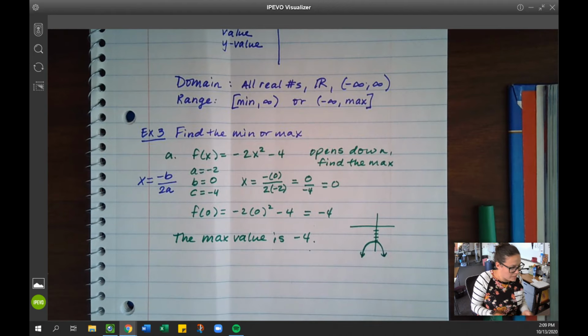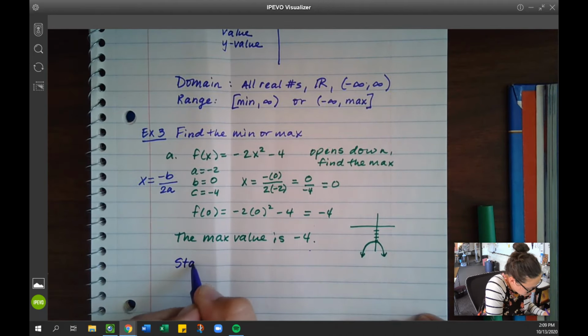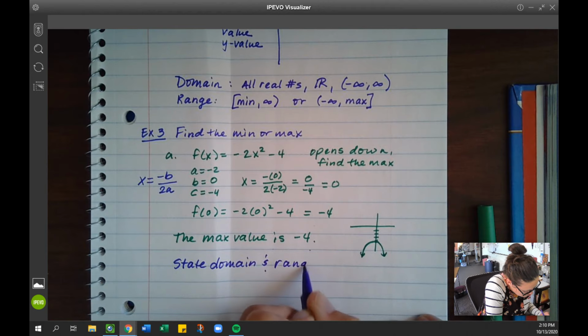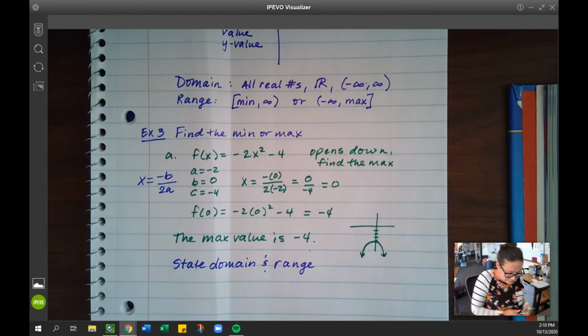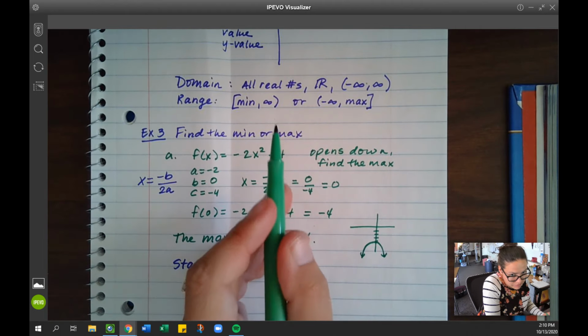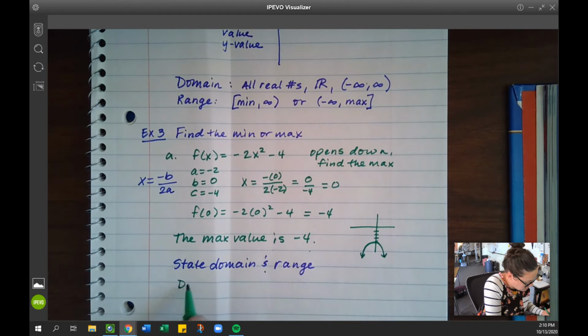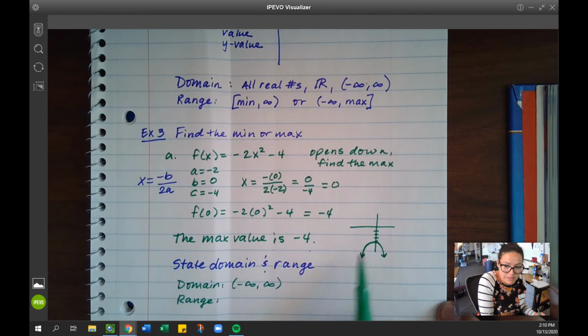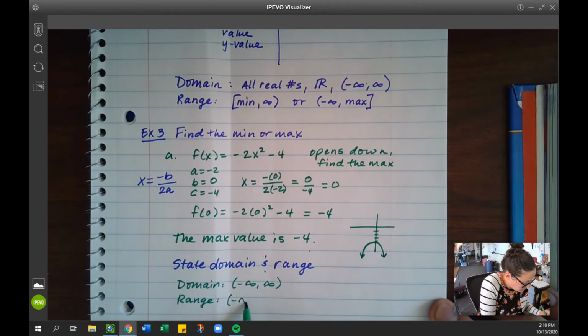The other thing we're going to do is we're going to state the domain and range. Domain, like we said earlier, for all parabolas is all real numbers. Negative infinity to infinity. My range is the y values. So if I look at this little sketch that I did, I'm going to go down to negative infinity forever, but the highest I'm going to get is to negative 4. So my range is negative infinity to negative 4.